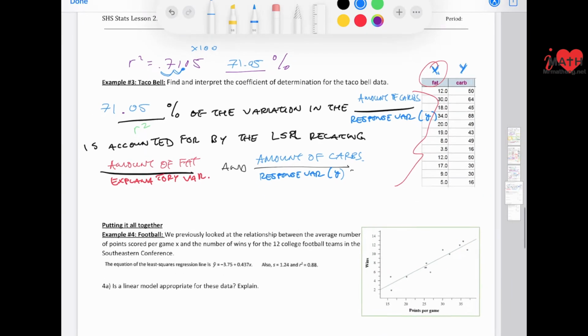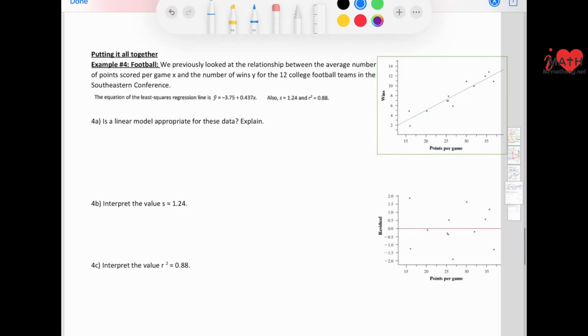Okay, let's put this all together now. Let's do an example that has all of these, okay? Example number 4, football. We previously looked at the relationship between the average number of points scored per game, x, and the number of wins, y, for the 12 college football teams in the Southeastern Conference. The equation of the least squares regression line is there, and also we have the standard deviation and coefficient of determination, okay? Is the linear model appropriate for this data? Okay, so you should be doing what? You're looking at the residual plot.